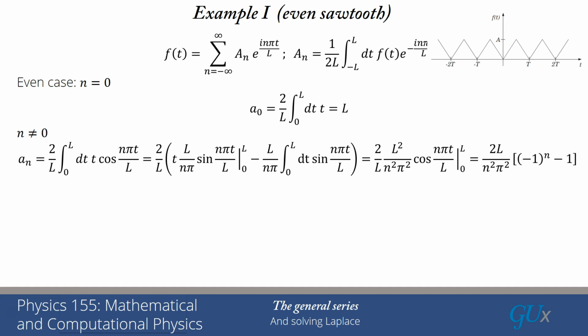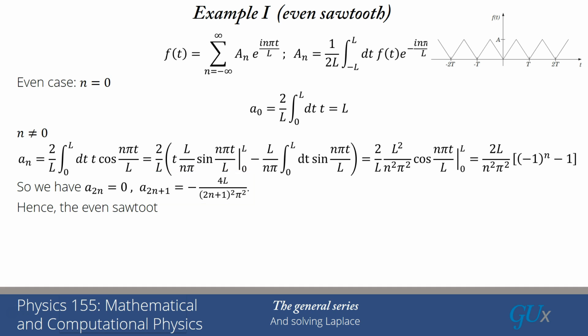Now, when t equals L, I have cosine of n pi. That's equal to minus 1 raised to the nth power. And when t is equal to 0, I just get 1. And so we get this final result for the a_n, 2L over n squared pi squared times (minus 1 to the n, minus 1). Notice if n is even, that first term is 1, and 1 minus 1 is 0. If n is odd, the first term is minus 1, and minus 1 minus 1 is equal to minus 2. So these coefficients are non-zero only in the case where n is an odd number, and I'm going to write that as 2n plus 1, and then I get minus 4L over (2n plus 1) squared pi squared.